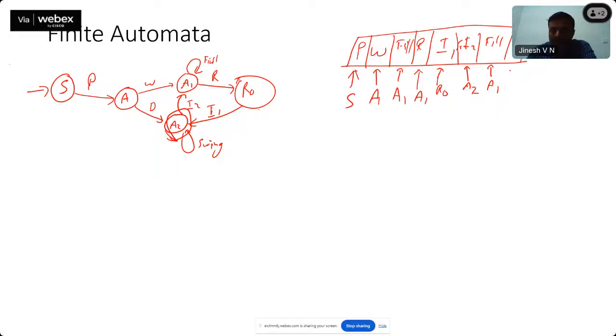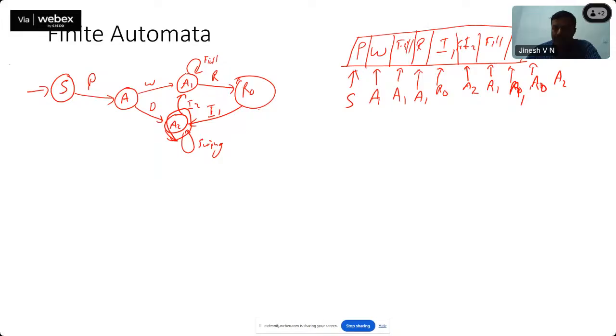Again you are reading R, so again you will reach R0. Again R0 R, you are reaching A2. Then you are reading I1. Sorry. A2 means A1. A1 fill is A1 itself. In A1 R, you are reaching R0. Okay. Then in R0, you are reading I1, you are reaching A2.